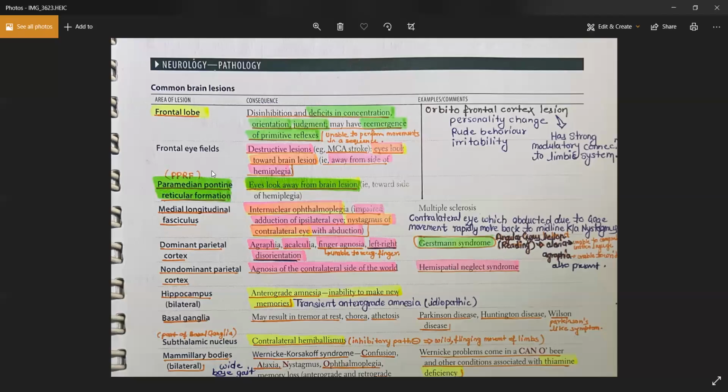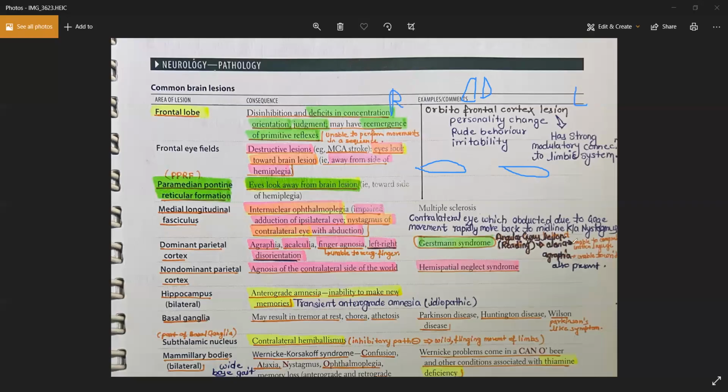Then you have the frontal eye fields, and the frontal eye fields are responsible for your gaze movement. Whenever you want to look left or whenever you want to look right, the frontal eye fields are responsible for that. If I annotate it, let's say these are your eyes, and this is your cortex. This is your right side, this is your left side.